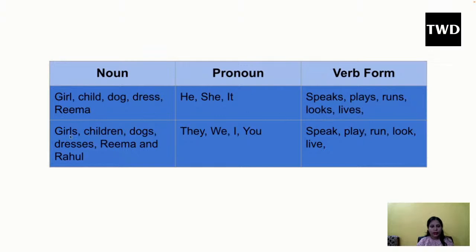And if our nouns are plural, girls, children, dogs, dresses, Rima and Rahul, and we have got plural pronouns like they, we, I and you, you might be thinking these are singular, but as these take the plural form, so it has come here. So all these pronouns will be taking the plural form of the verb. That means the verb will come without s. Speak, play, run, look, live. Right?